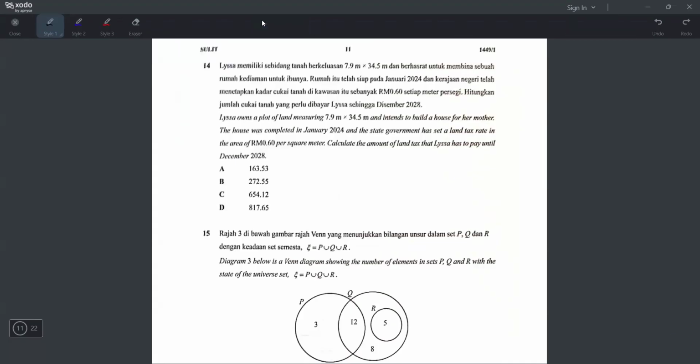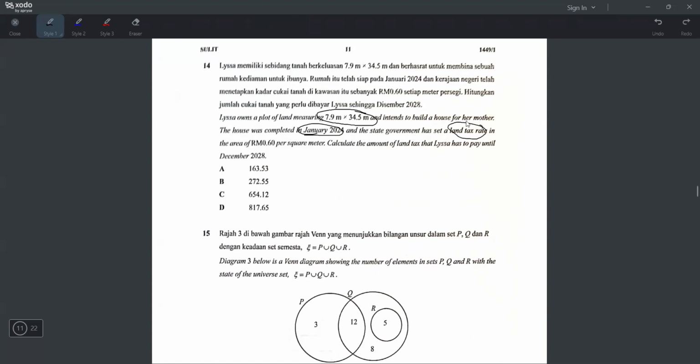Okay, number 14. Let's read the question. Lisa owns a plot of land measuring 7.9 meter times 34.5 meter and intends to build a house for her mother. The house was completed in January 2024 and the state government has a set of land tax rates.